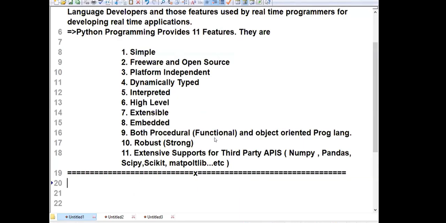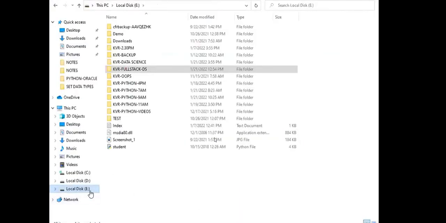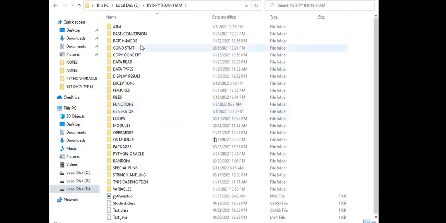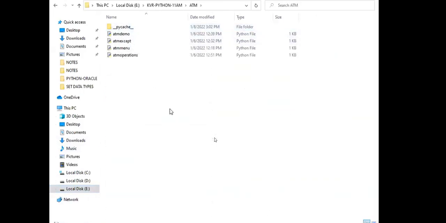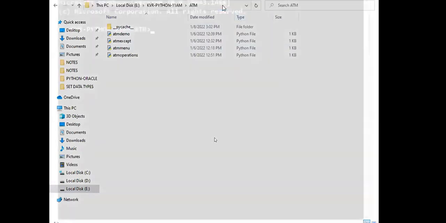Yes. Let me go to one small example I used to discuss. It's a very small example in my class, something like a project for you. In my 11 a.m. current batch, there is one ATM case study. I just want to show you. This is what you are going to code in my class.